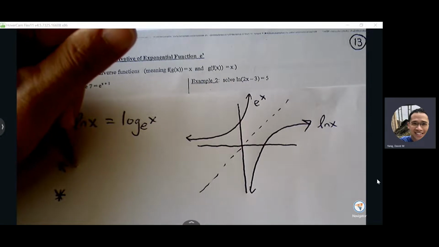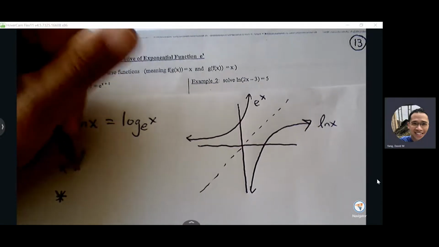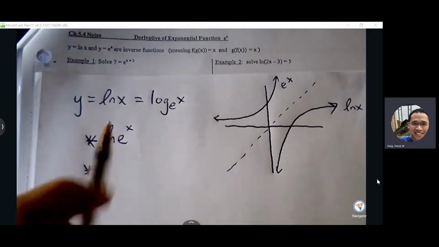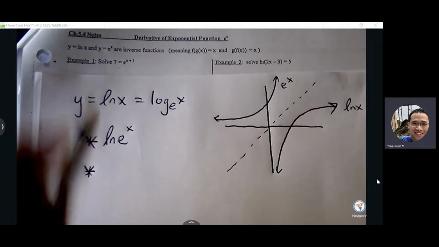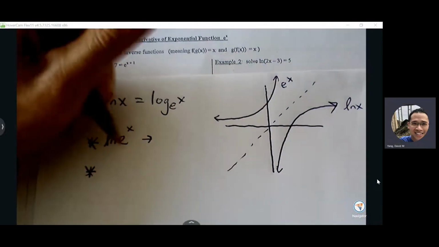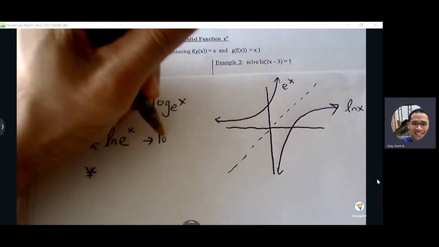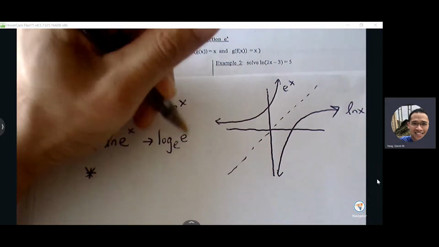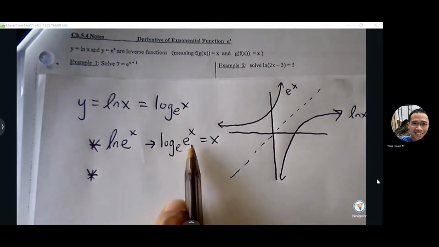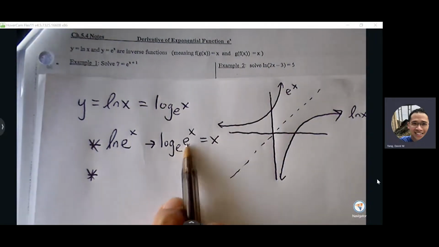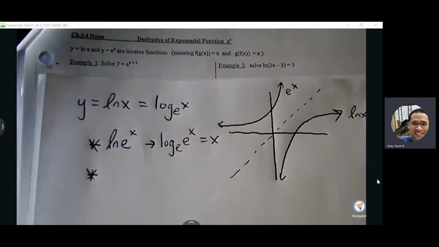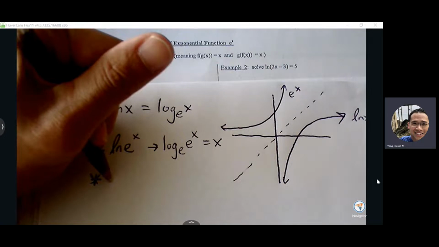If I have natural log of e to the x, that x can come down, and I'm basically left with just x, because natural log of e becomes 1. It's basically saying log base e of e to the x is just equal to x. If I insert an exponential function into a log function, they're going to cancel each other out, leaving me with just x.